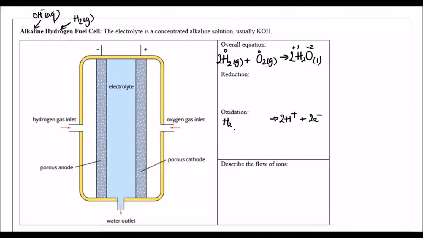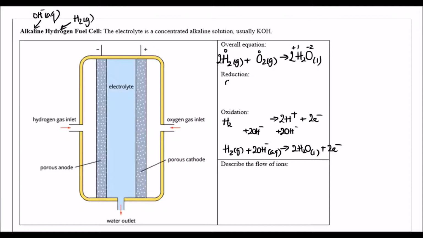However, because this is a basic condition, you're going to have to convert this half equation to basic by neutralizing the H plus. So if I add 2 OH minus on this side and 2 OH minus on the other side, I'm going to end up with H2 gas plus 2 OH minus aqueous equal to 2 H2O and 2 electrons. So this is the final half equation under basic condition, which is the condition of this cell.